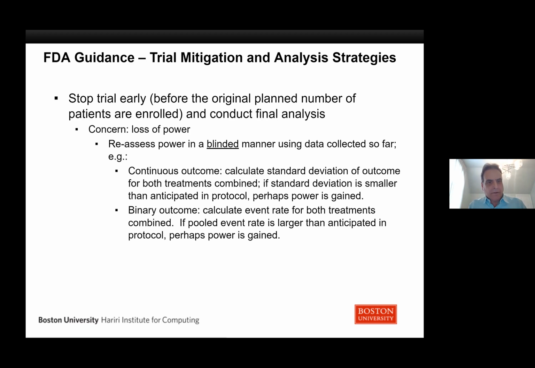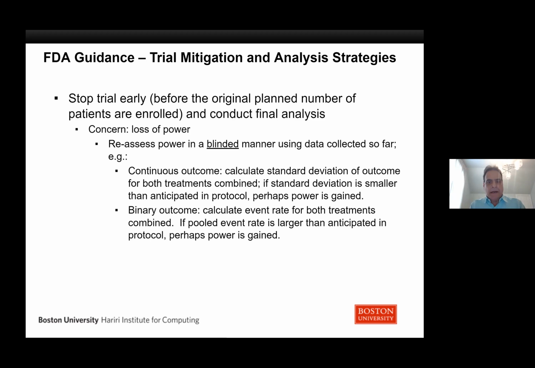Now, one of the major concerns is loss of power. Okay. And because of that concern, perhaps you want to consider reassessing power in a blinded manner using the data collected so far in order to assess what the loss of power might be. And what I mean by reassessing power in a blinded manner, for example, for a continuous outcome, calculate the standard deviation of the outcome for both treatments combined. If that standard deviation is smaller than anticipated in the protocol, perhaps power is gained.